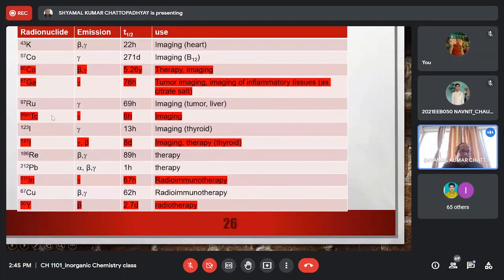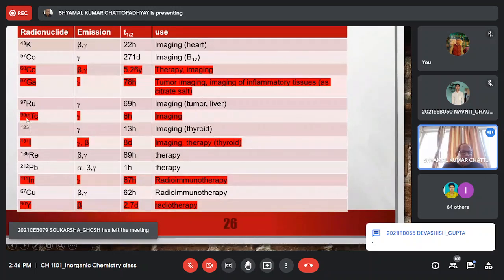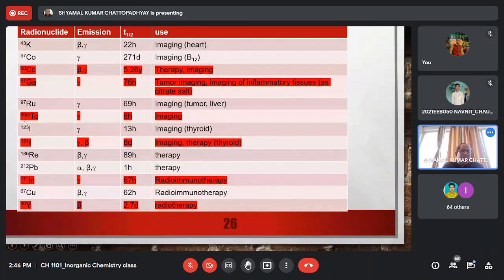Now, probably the most important radioisotopes are these two: technetium 99m and iodine 131. Now, this has got tremendous importance. Technetium 99m. This m stands for metastable, but generally m is called man-made, because this isotope is not naturally occurring. It is man-made. Technetium 99m is a gamma emitting isotope, and it is probably the largest use in nuclear medicine.